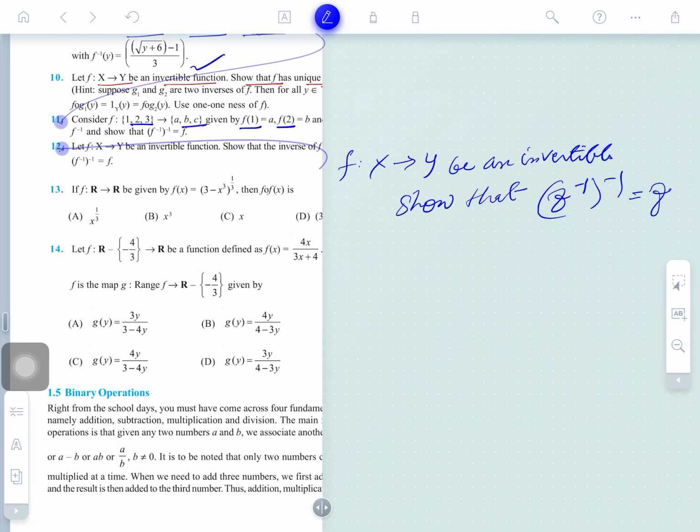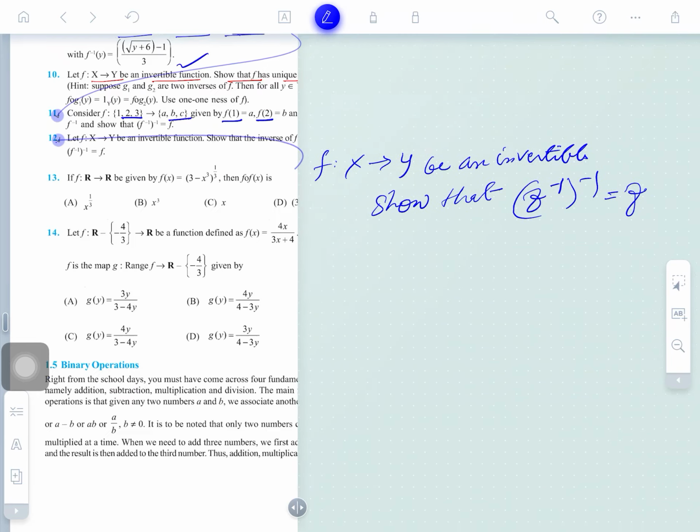So, how can we solve this? We have to show the inverse of the inverse. What is the method of showing this? The inverse of the inverse is f. So we will suppose f inverse is equal to g.